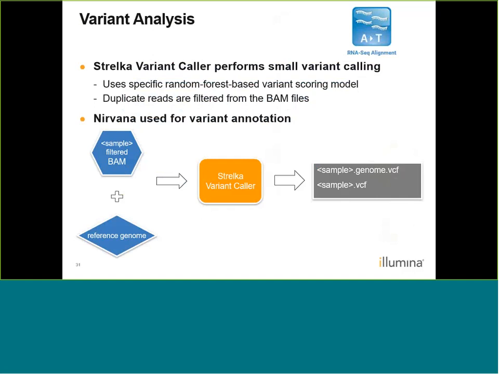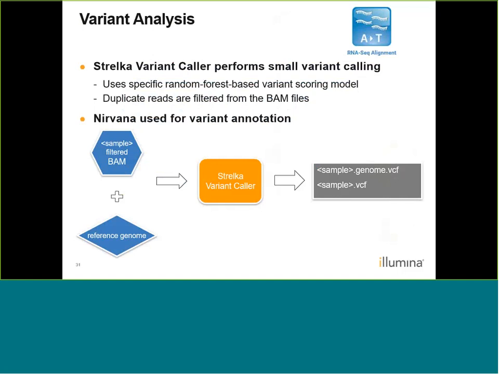So we're going to take our sample filtered BAM and then our reference genome, feed them into Strelka, and we're going to get 2 main output files. We're going to get our sample.genome.vcf file and our sample.vcf file.